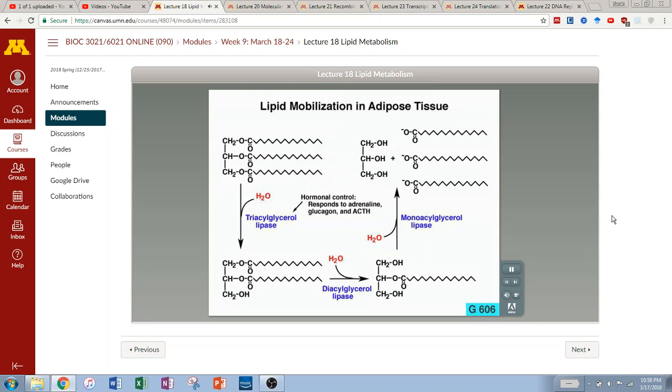If this reaction takes place in adipose tissue, the fatty acids are released into the blood and are carried to other tissues in a complex that includes the blood protein albumin. Some of the glycerol is also released into the blood and can feed into glycolysis or gluconeogenesis in other tissues.